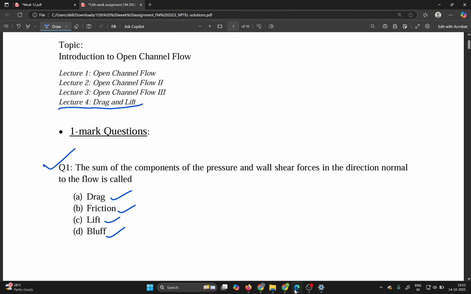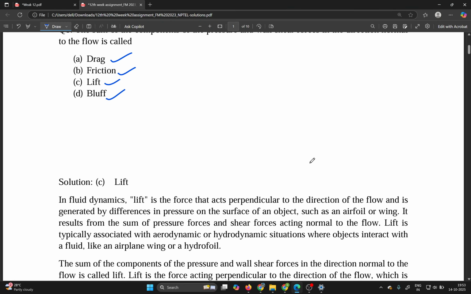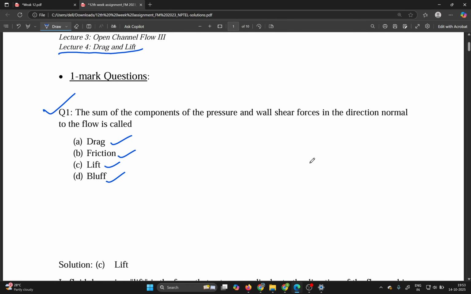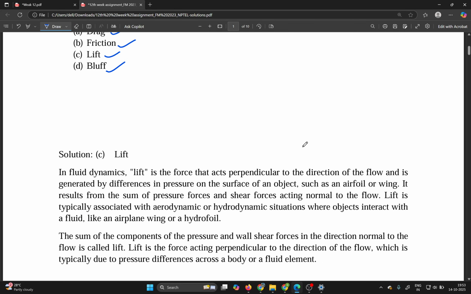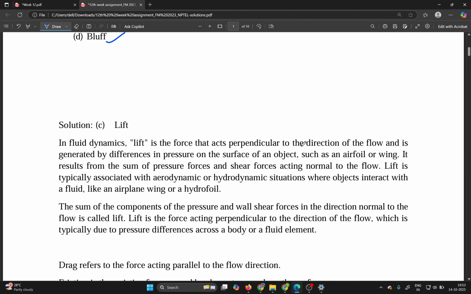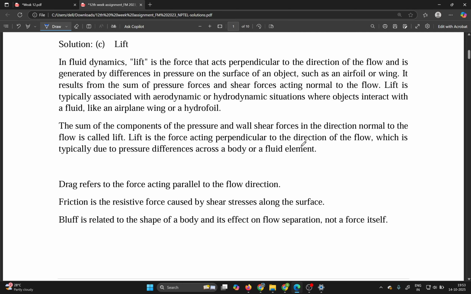Very easy question. Definitely, if it is normal to the direction of the flow, it will be the lift. The definition here is also given. What is drag force? Drag refers to the force acting parallel to the flow direction. Remember, this is parallel to the flow direction, and lift is normal to the flow direction.